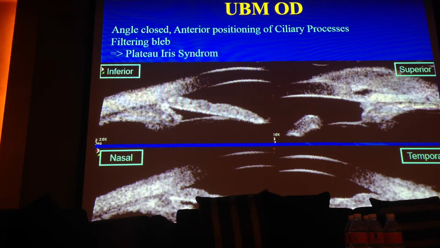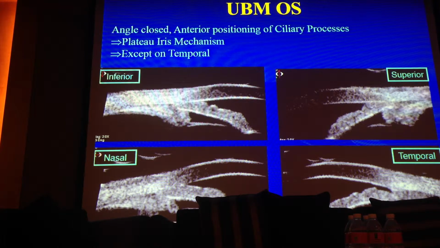And you can see on the right eye how the angle is closed. It was an eye treated by filtering surgery. You can see the filtering surgery there with the bleb, and you understand that the pressure is maintained in a normal way, but the angle remained closed with a plateau iris mechanism. So we go to the other eye, and in the other eye we observe this plateau iris mechanism. You can see the angle is closed in quite every quadrant, except in the temporal part.